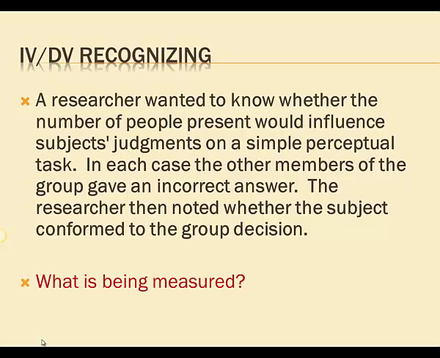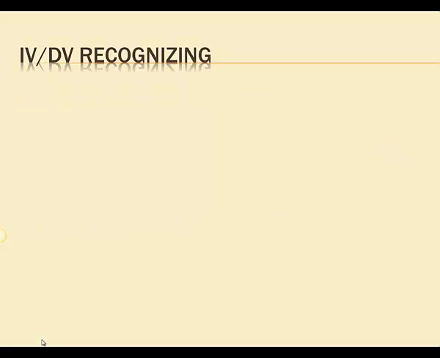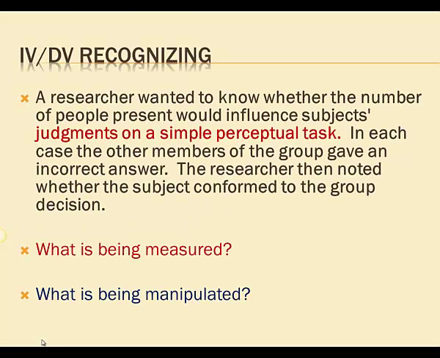Again, ask yourself the first question: what are we measuring? Go ahead and pause this if you want to keep thinking about it. But what we are measuring are judgments on a simple perceptual task. How accurate are they, or how consistent are they in their judgment on those perceptual tasks? The second question we ask is: what is being manipulated? What is changing? What's different between these groups? Go ahead and pause if you need to. The number of people present. We wanted to know if the number of people present would influence subjects' judgment on perceptual tasks.